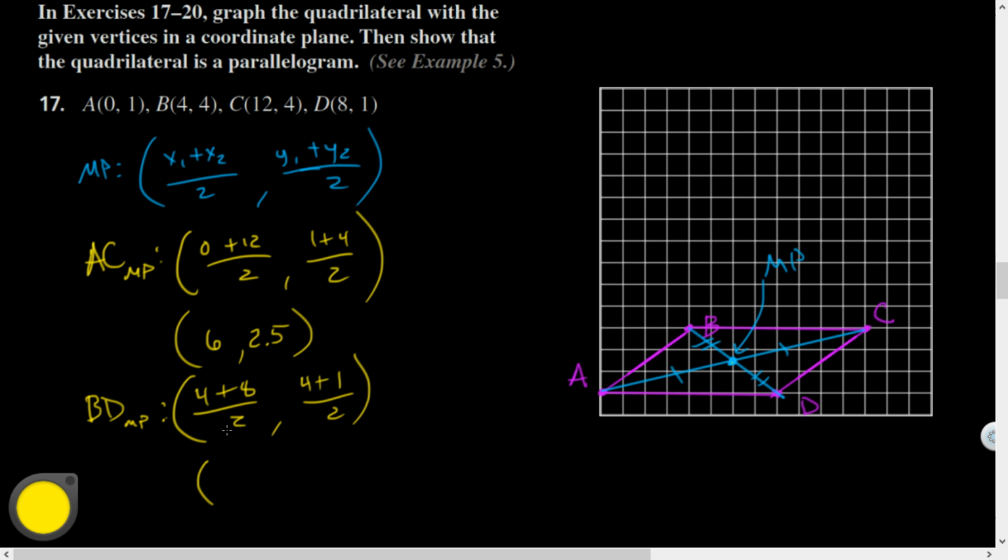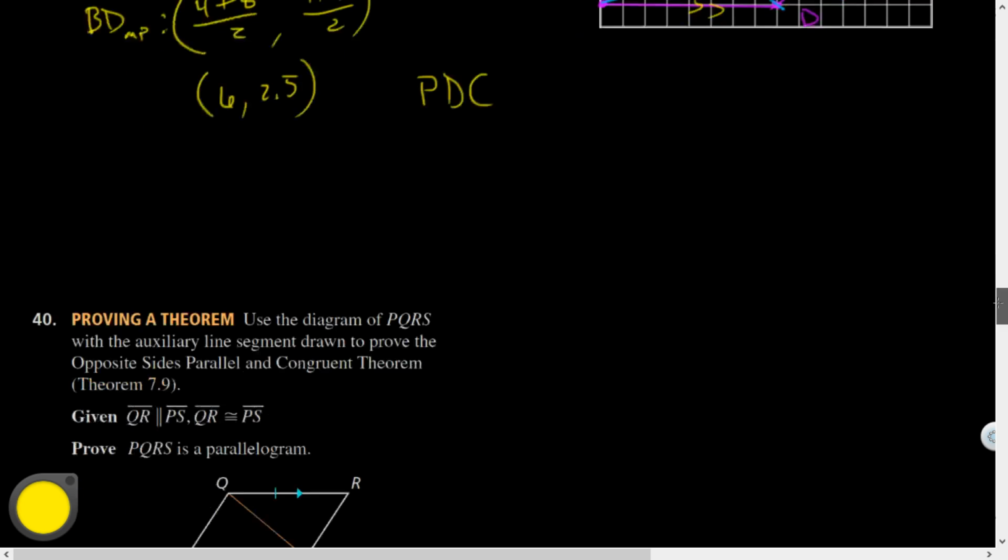4 plus 8 is 12. Divided by 2 is 6. 4 plus 1 is 5. Divided by 2 is 2.5. Because those are the same, the diagonals bisect each other, and the parallelogram diagonals converse says that this is a parallelogram. Right? Parallelogram. Hooray!